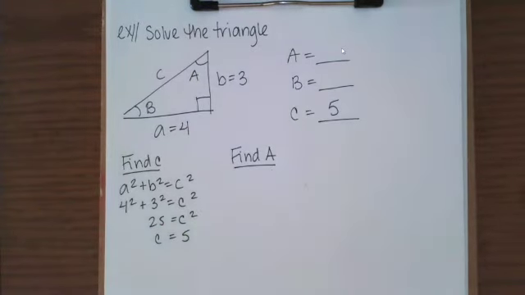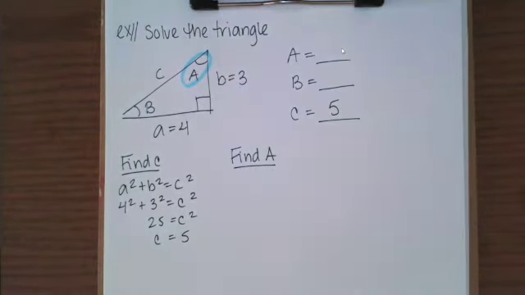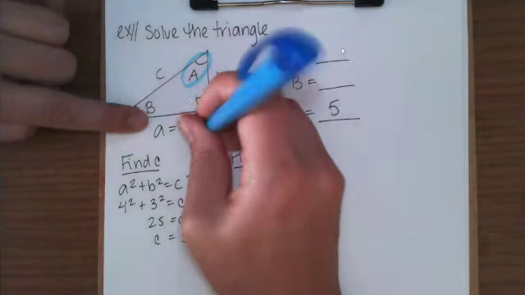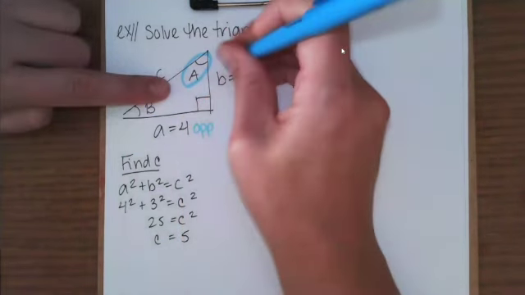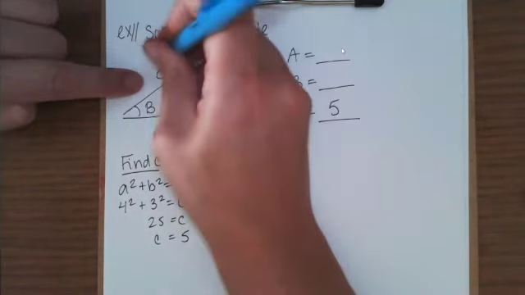So our steps are the same 4 steps from the previous problem. Step 1 is to choose an angle of reference. Since I'm finding angle A, I'm going to pick angle A as my angle of reference. The next step is to label the sides opposite, adjacent, and hypotenuse based on that angle. So a is the opposite, b is the adjacent, and then c is the hypotenuse.